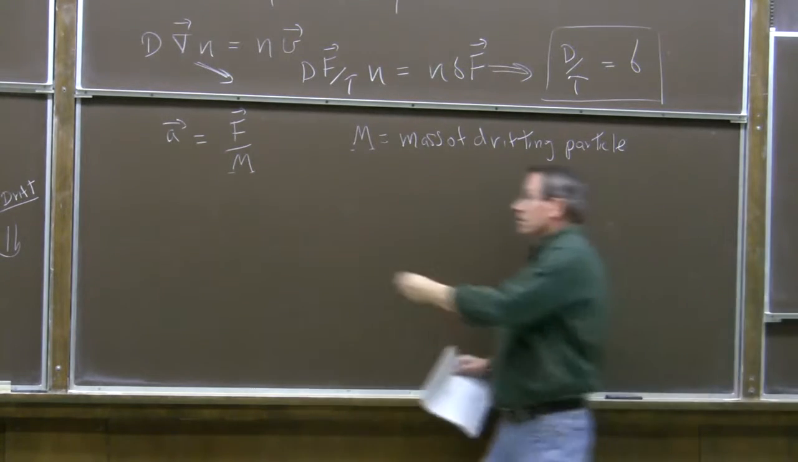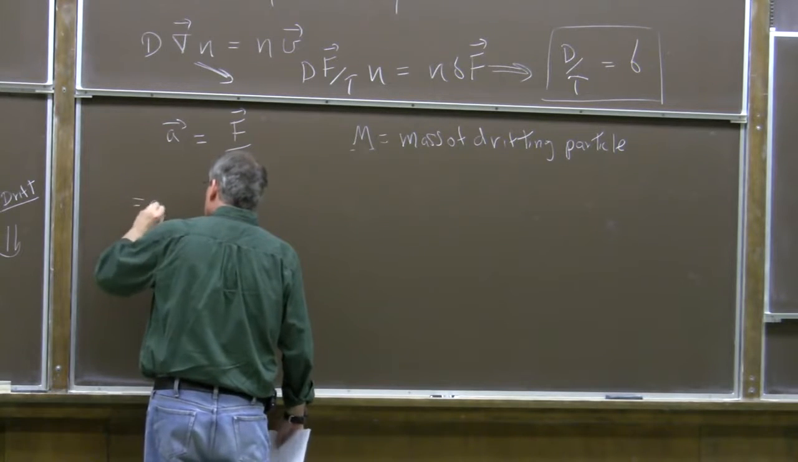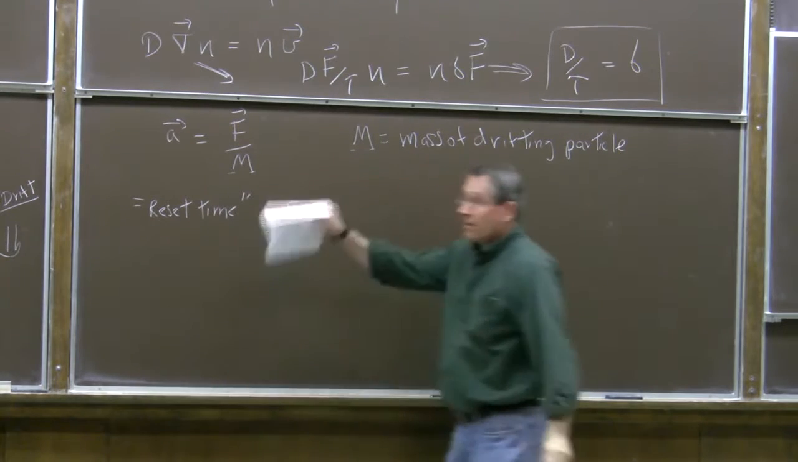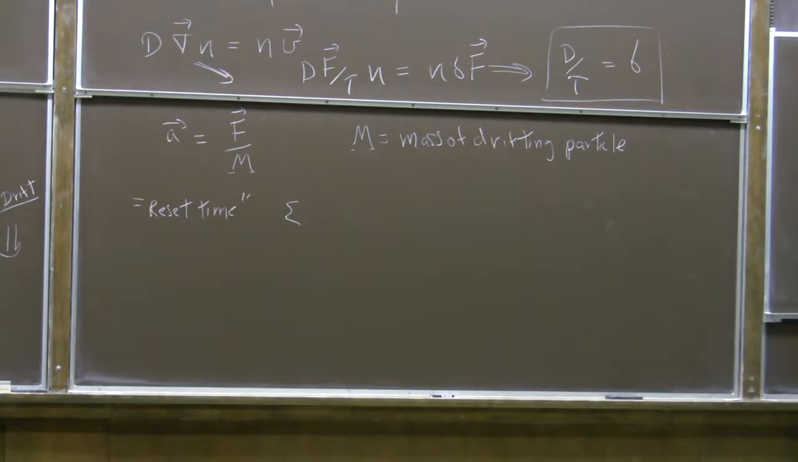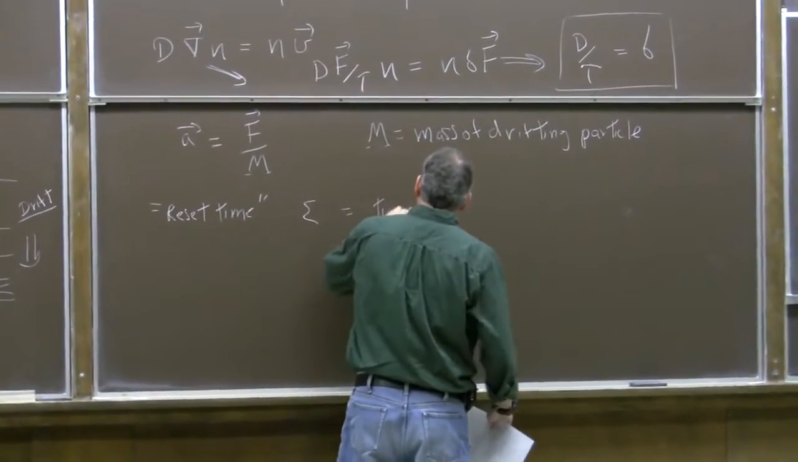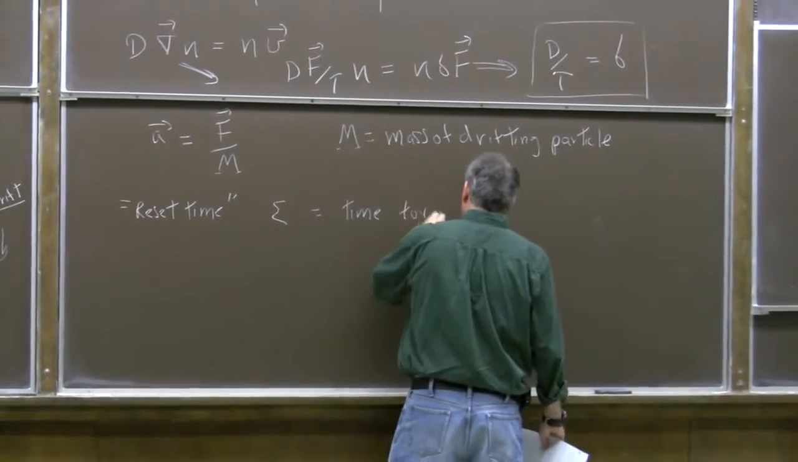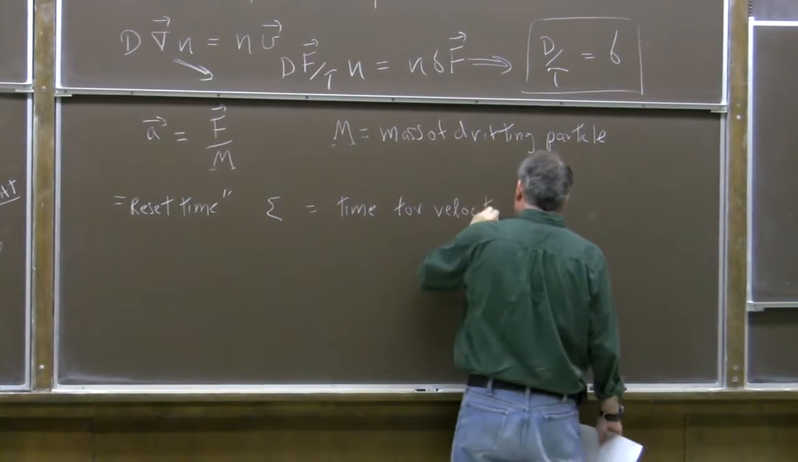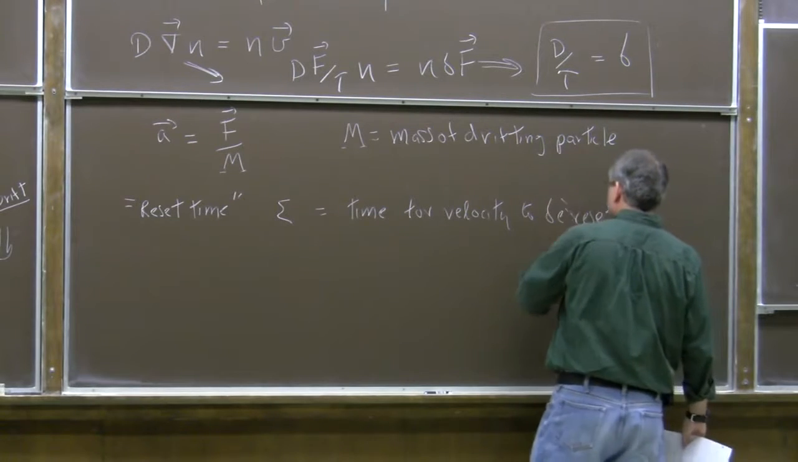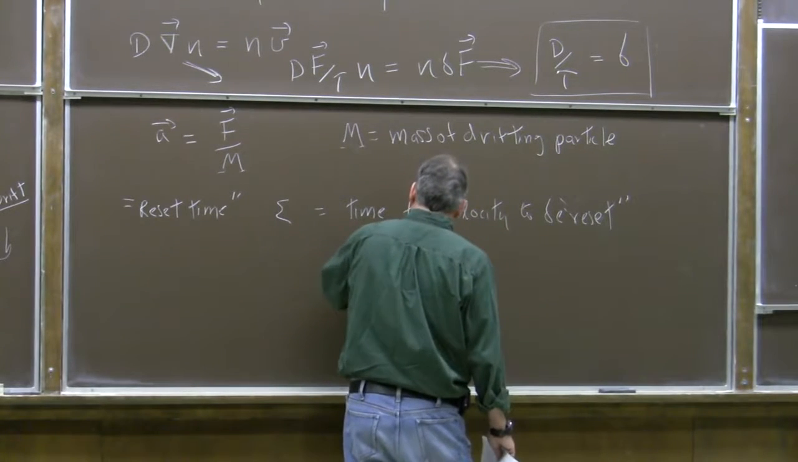And so there's going to be a reset time. Like in the microscopic model we discussed last time, we'll call that epsilon. That's the time that the particle moves before the molecular collision to randomize its velocity and send it off in a new direction. Time for velocity to be reset to a new direction.